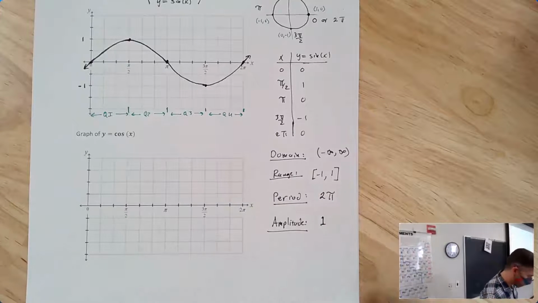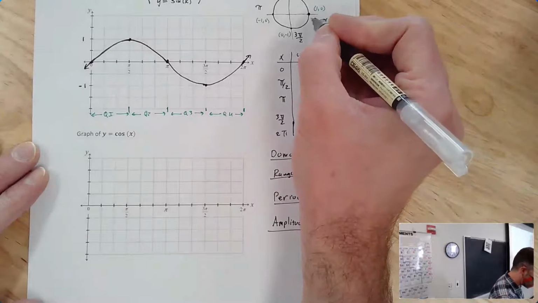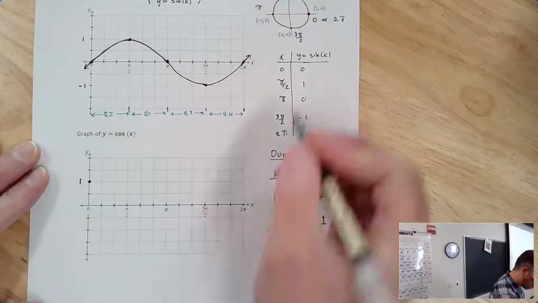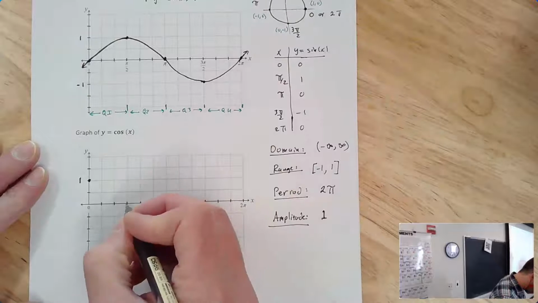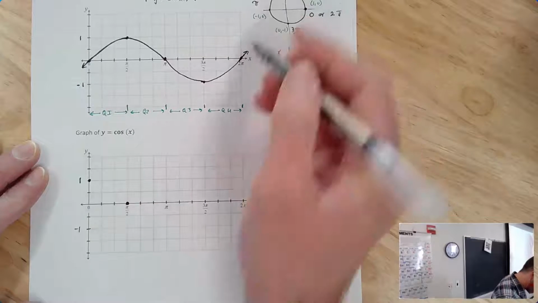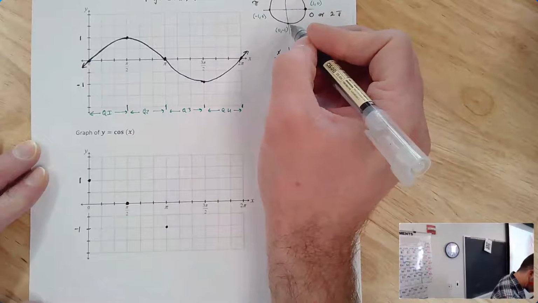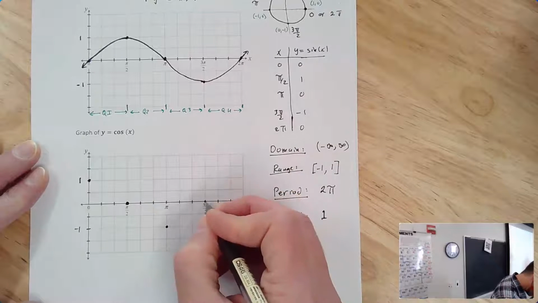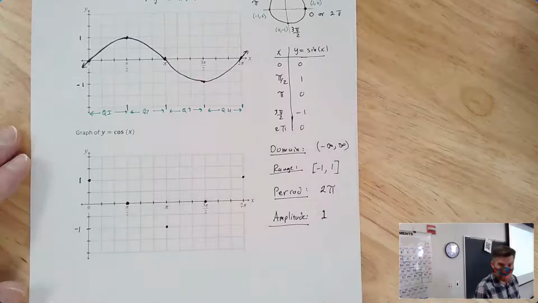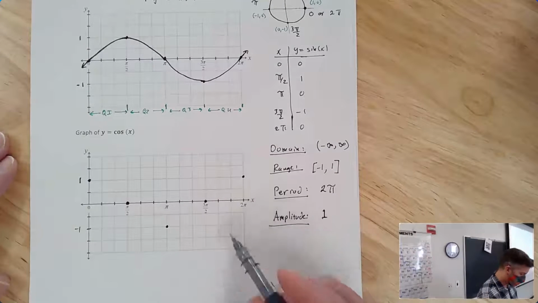All right, let's do the same thing for cosine. So graphing cosine, again, I'm going to start at the angle 0, and cosine of 0 is 1. Cosine of pi over 2 is 0. Cosine of pi is -1. Cosine of 3 pi over 2 is 0. And cosine of 2 pi is 1. Whenever you plug in 0 and 2 pi, you should get the same output value, the same y value.